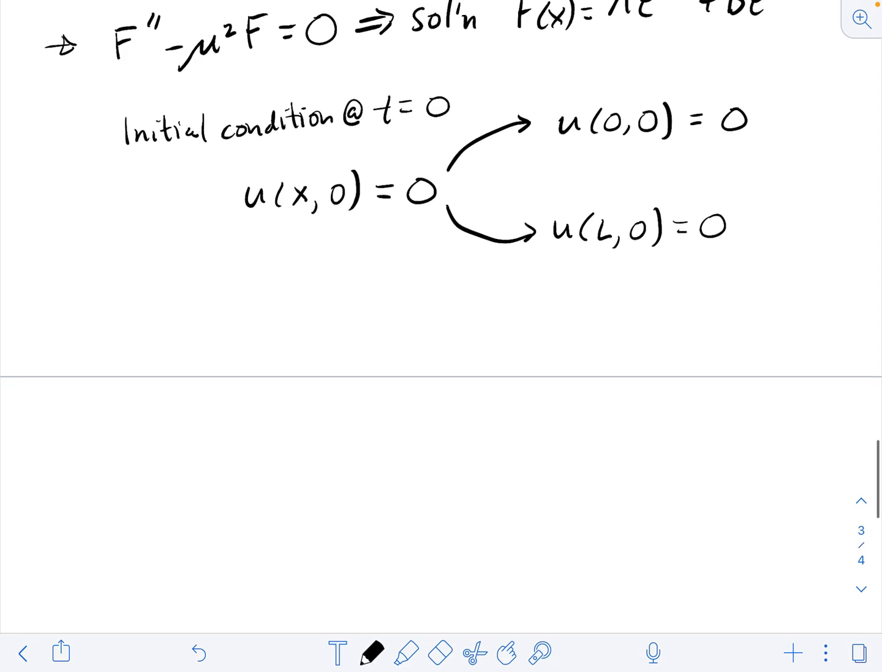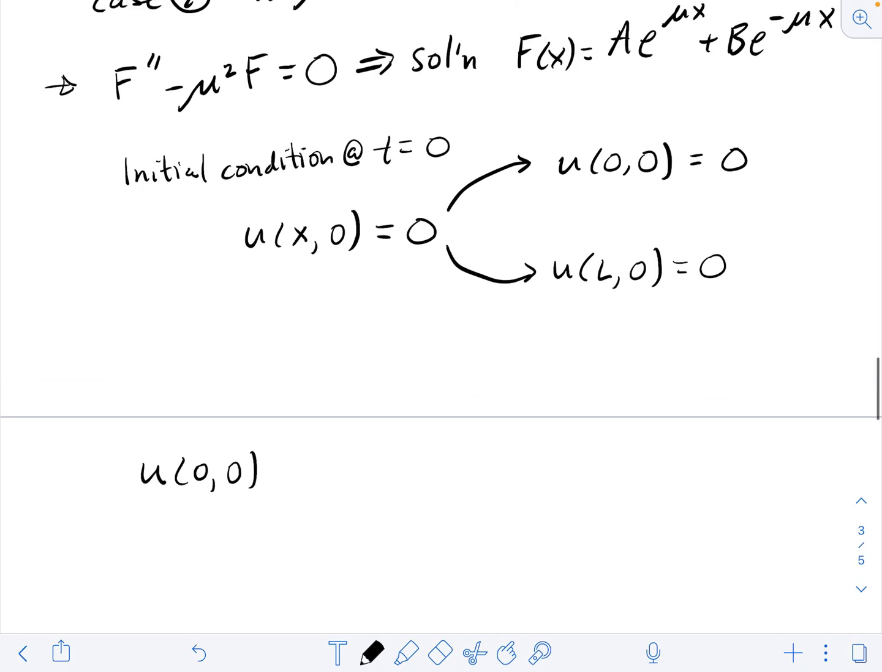Okay, so let's start with the first one. Both position and time are equal to 0. So we'll go to our solution over here, and we'll just put in x equals 0. And so that's going to be f(0). And then remember, u is f times g, and g is a function of t, but t is equal to 0, so we have this g(0).